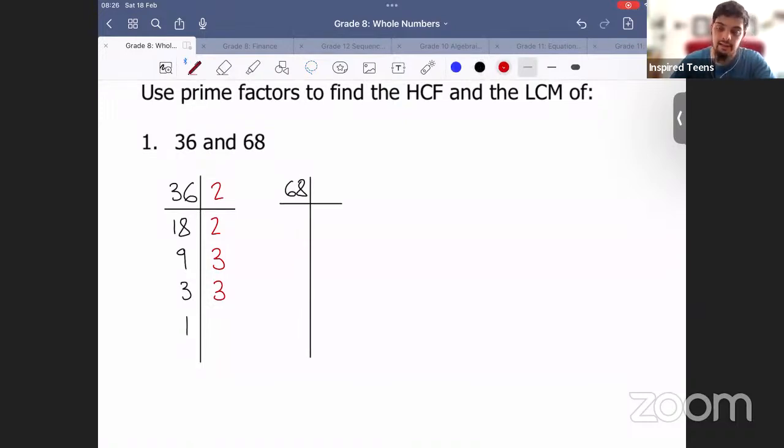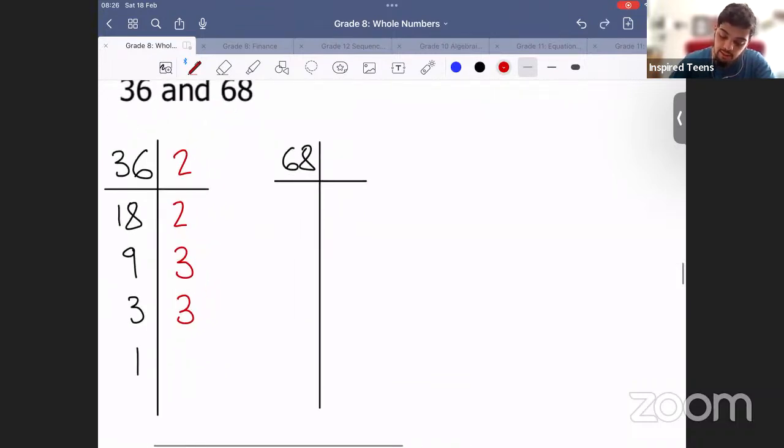Okay, 68 is an even number. I can divide it by 2. When I divide 68 by 2, I get 34. 34 is an even number. Again, lovely. So any even number, you can always divide it by 2, which is a prime number, right?